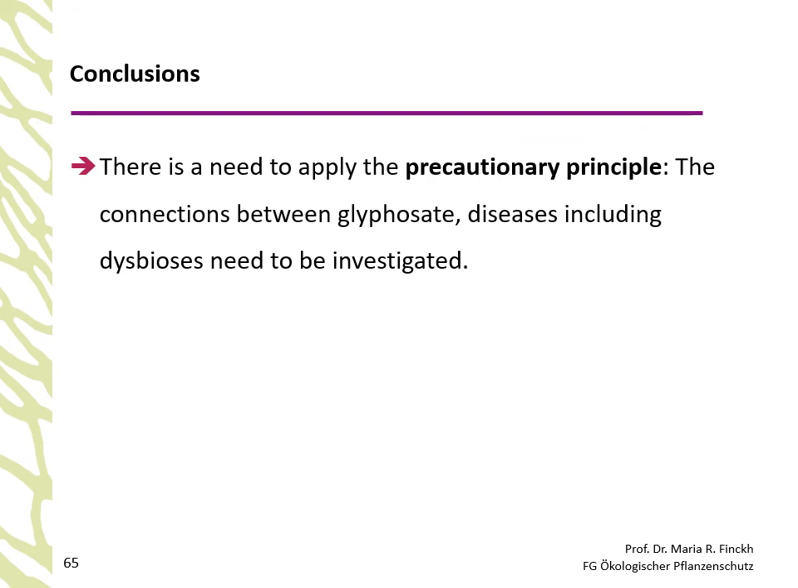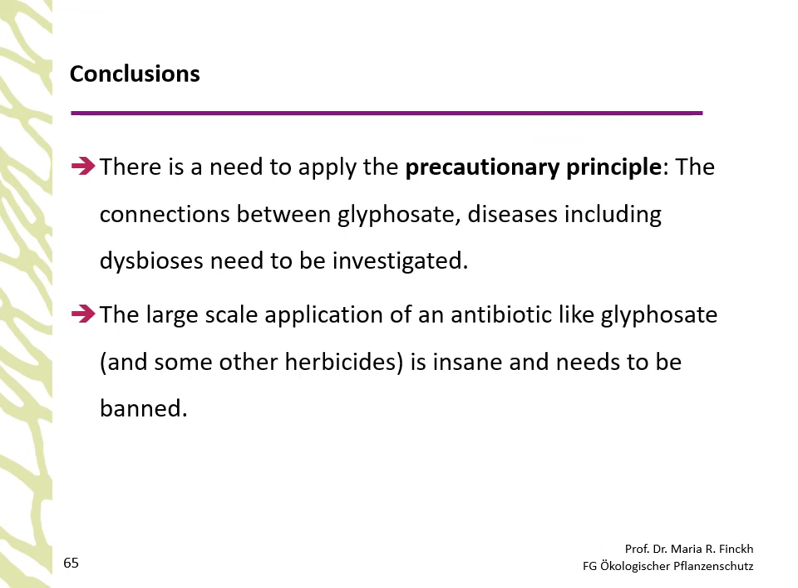And thus, in conclusion, there's not much to say. But we have in Europe the precautionary principle. That means you have to check ahead of time for the risks. The connections between glyphosate, diseases, including dysbiosis, need to be investigated. And the large-scale application of an antibiotic like glyphosate and some other herbicides is simply insane and needs to be banned.